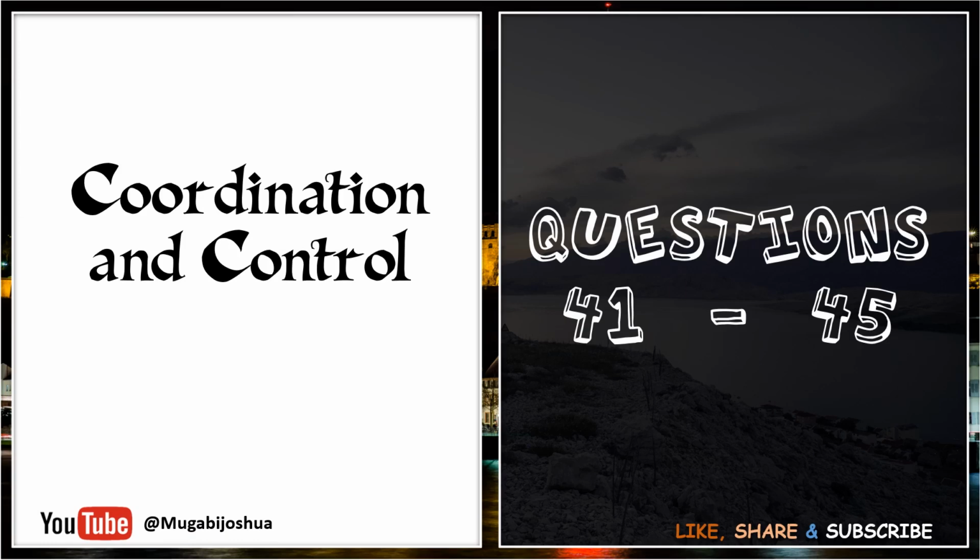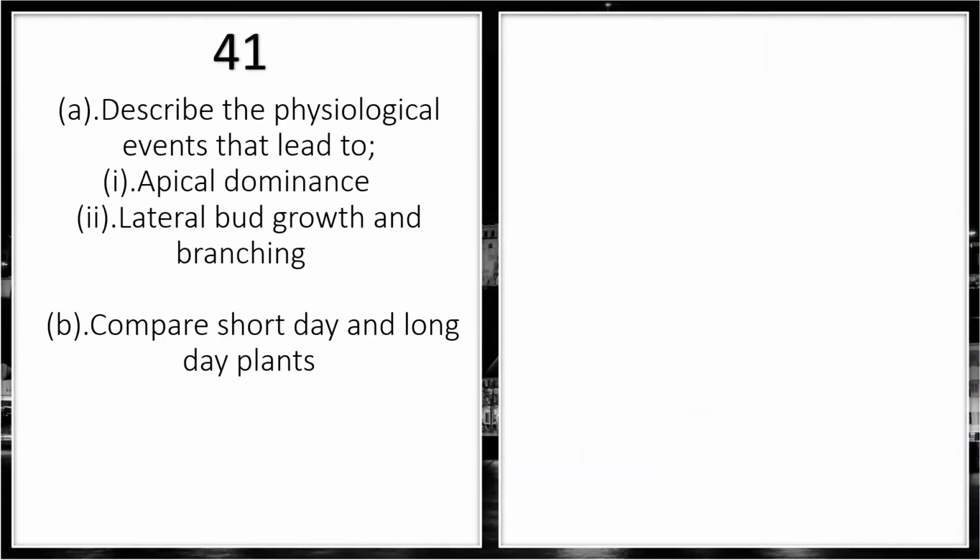Questions 41 to 45. Part A: Describe the physiological events that lead to apical dominance, and lateral bud growth and branching. Part B: Compare short day and long day plants.